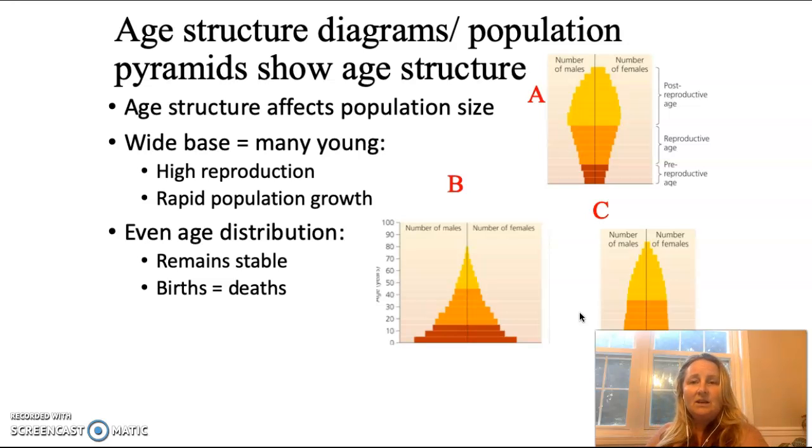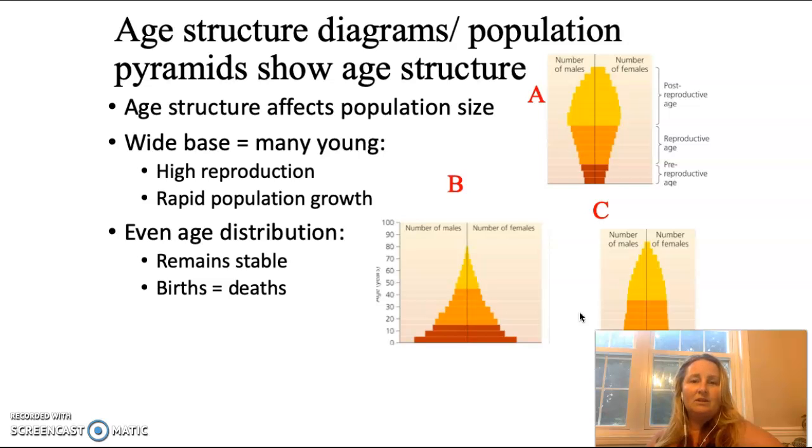Now, when we look at A, we have fewer children than we do people at reproductive age. So they're having fewer children than just to replace themselves. So as those children grow up and get to reproductive age, they can't really widen that base unless they all started to have 6 kids each, which would be very strange in today's day and age. So we see that as a shrinking population, or at least shrinking for the foreseeable future when the pre-reproductive age children get to reproductive age.